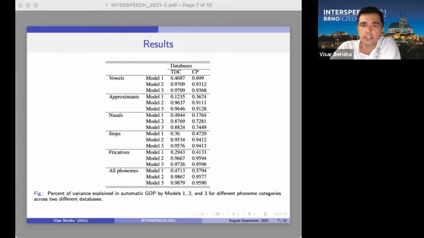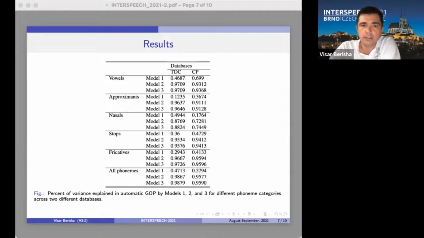Second observation is that with the exception of nasals, the variance explained in the automatic GOP from the acoustic deviation is greater than 95% in all other phoneme categories. That's much higher than we originally expected. We expected that the forced alignment errors would have some greater magnitude of impact.